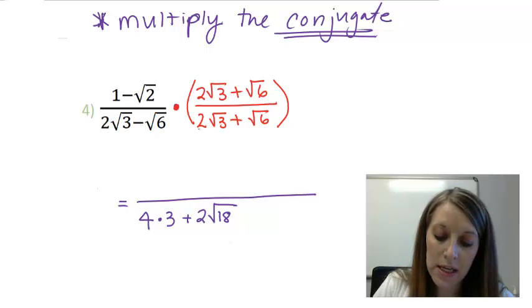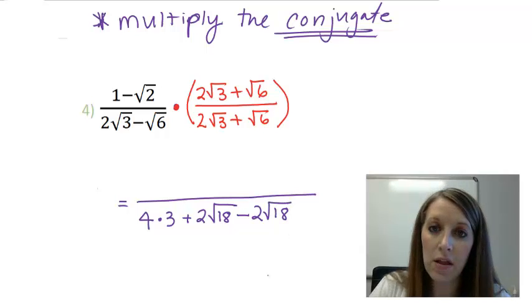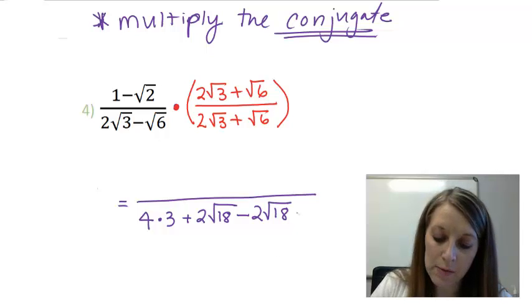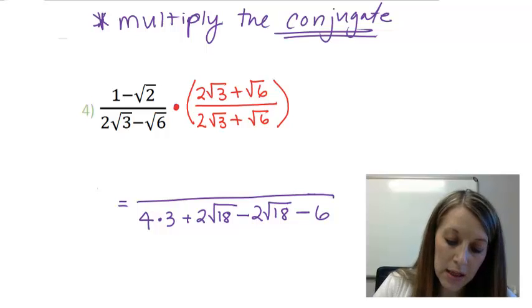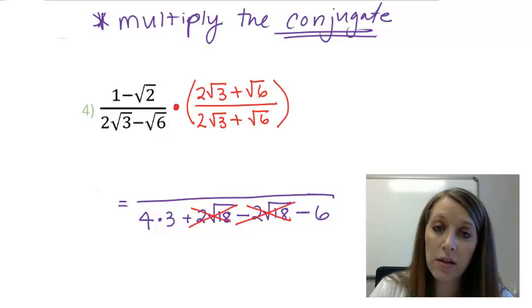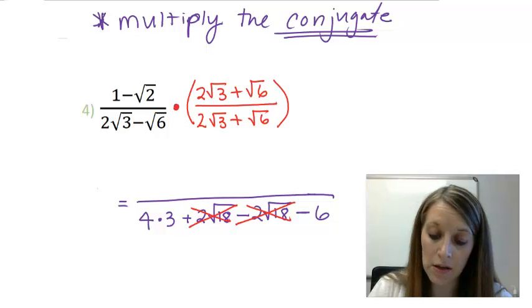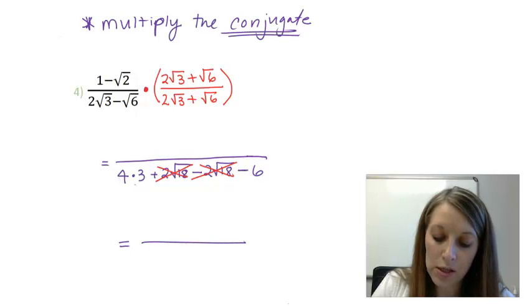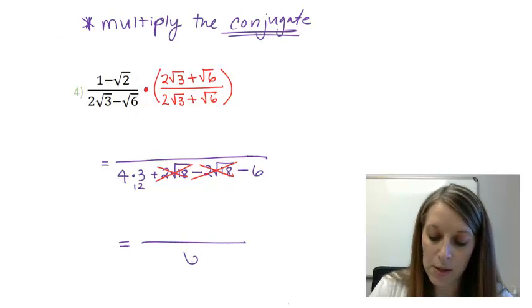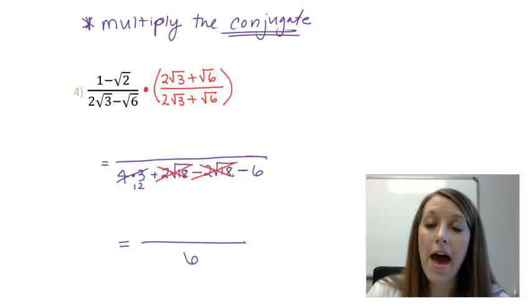Inside, negative root 6 times 2 root 3, negative 2, and again, root 3 and root 6 together gives me a root 18. Last, positive times negative gives me negative, and root 6 times root 6 cancels to just give me a 6. So we notice that this 2 root 18 cancels out. That's the whole purpose of using conjugates in the first place. And here I have 4 times 3, which gives me 12, and 12 minus 6, which gives me 6. So I have, in fact, rationalized the denominator.